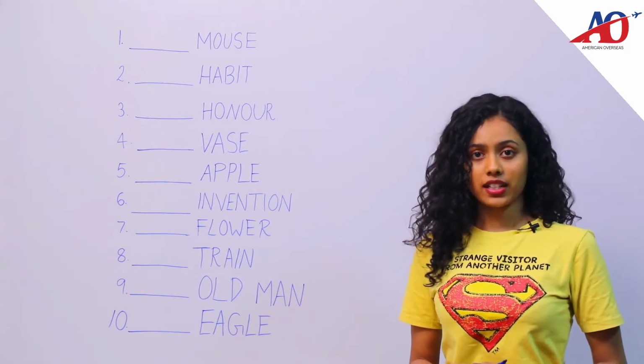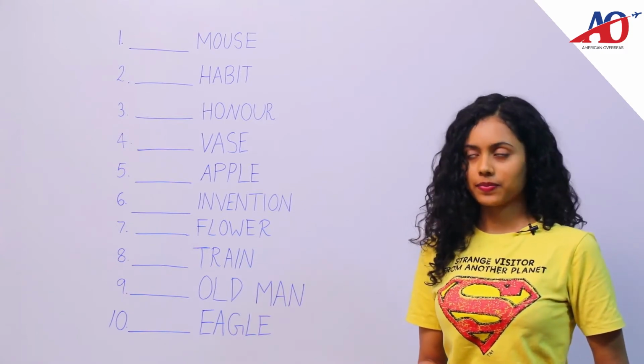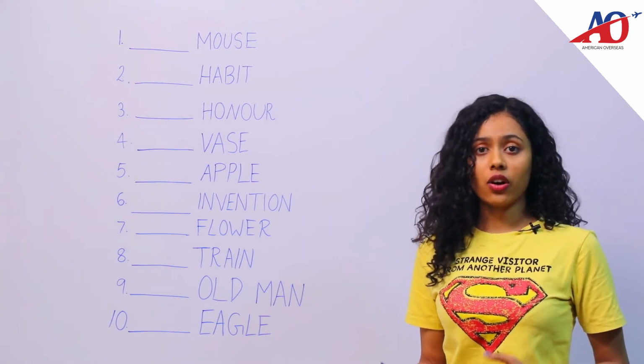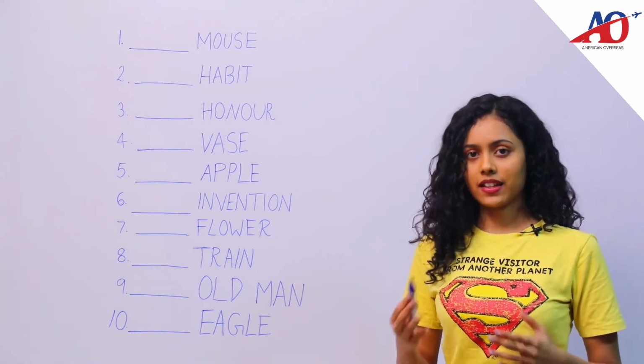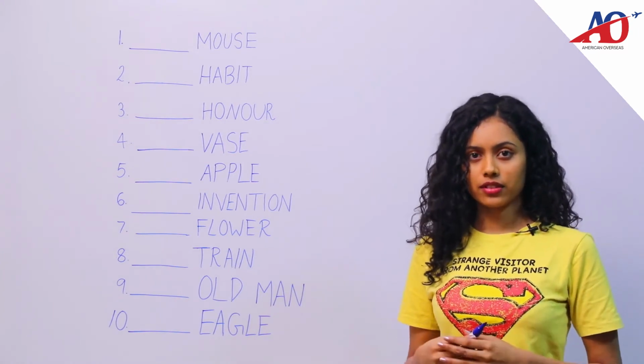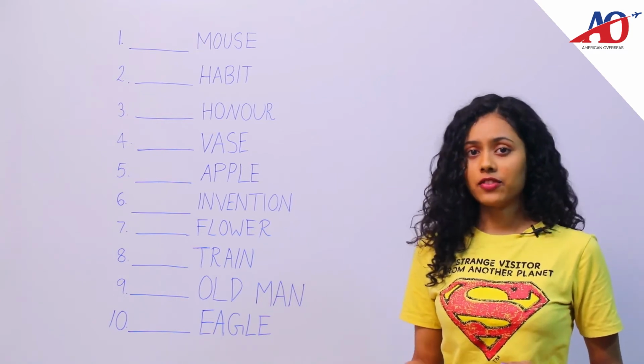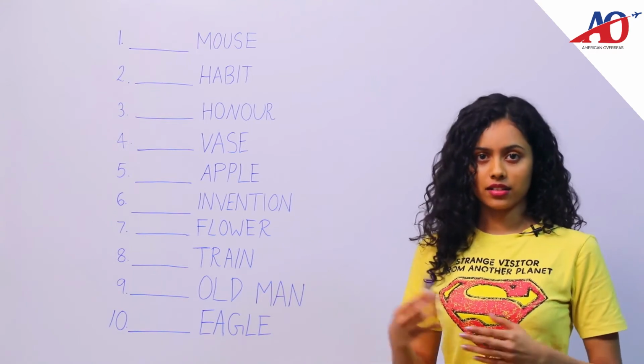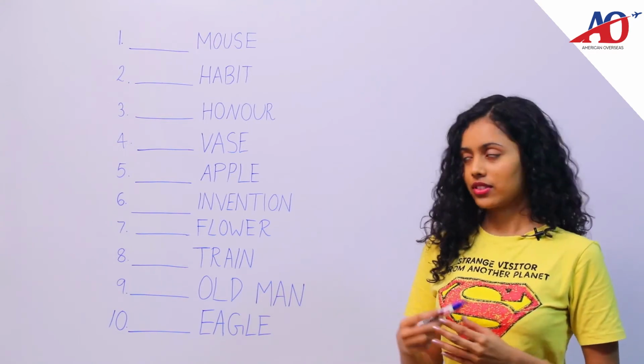Now the first word is mouse. Now does mouse start with a vowel sound or a consonant sound? Let's think. Mouse. Mouse is definitely a consonant sound. So here we would use a. So a mouse.